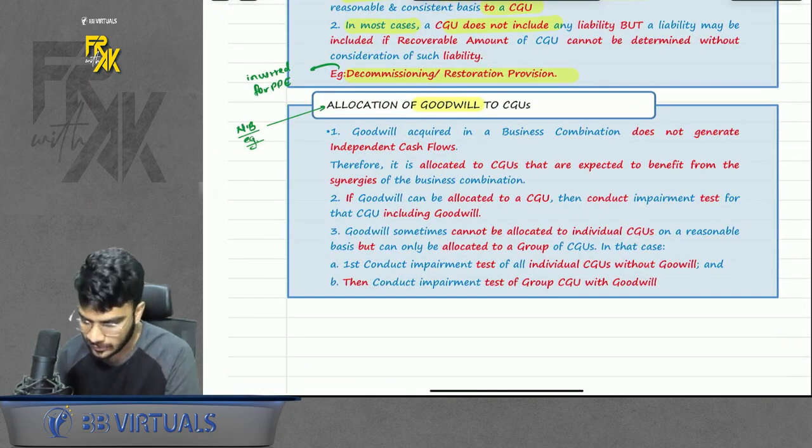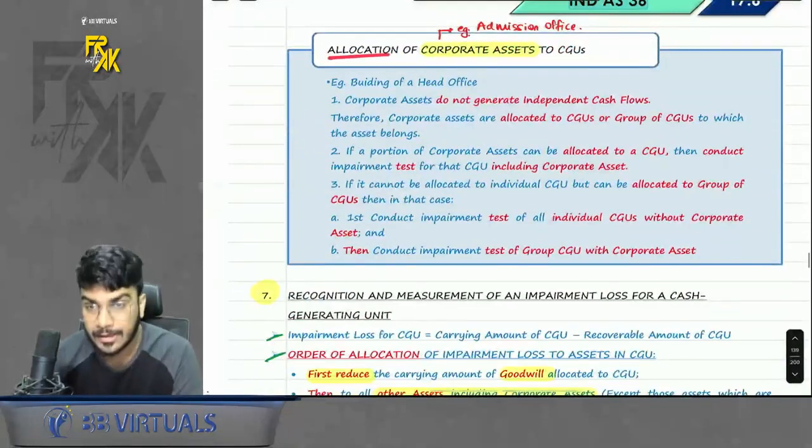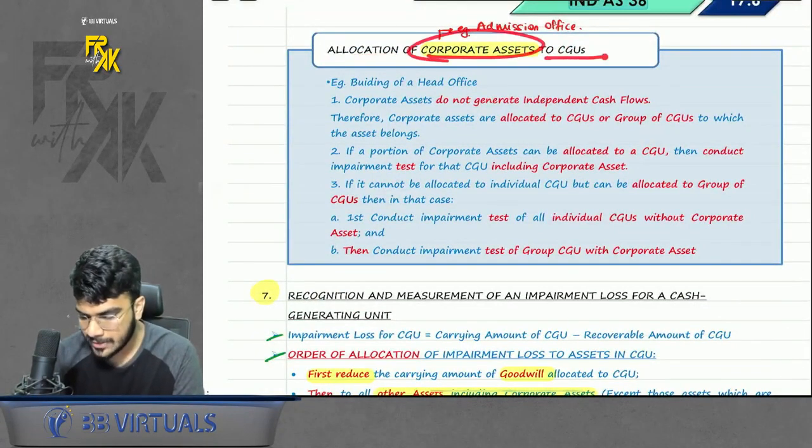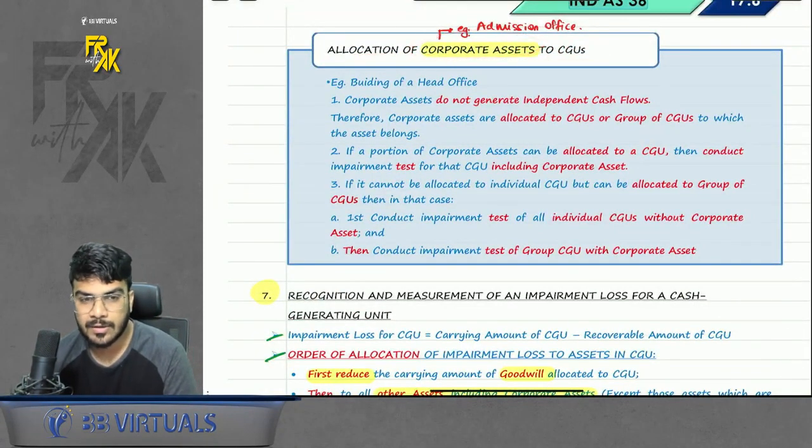Please make sure you know it thoroughly. Okay. Then the next point, allocation of corporate assets to CGUs. Right now, what is the meaning of this?